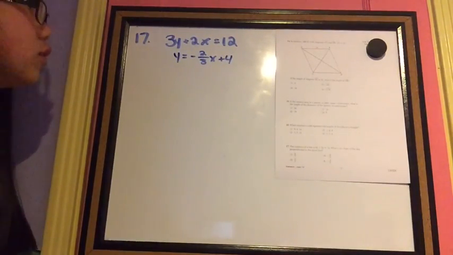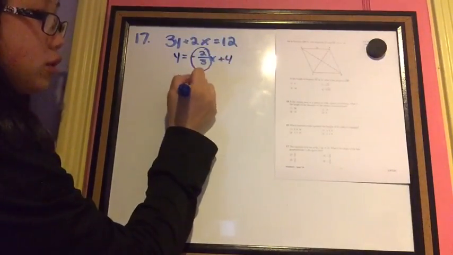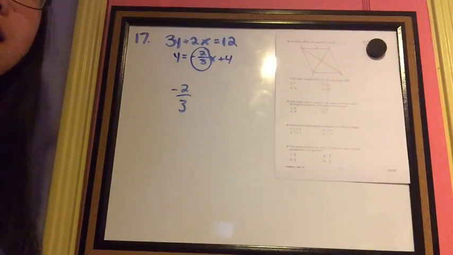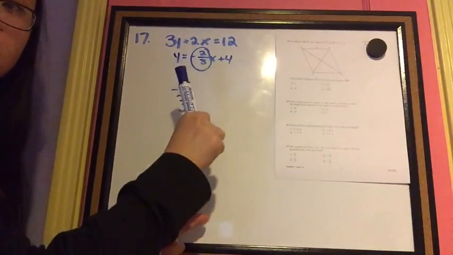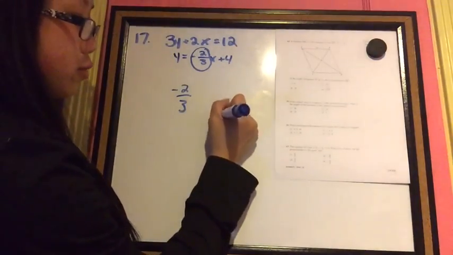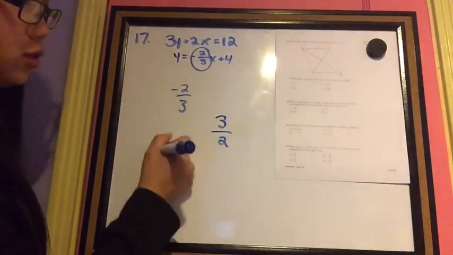After you have it here, you find the slope, which is negative 2/3. A perpendicular line has an opposite reciprocal, so that means the numbers are flipped and it's the opposite sign. So the slope would be 3/2, which is answer number 2.